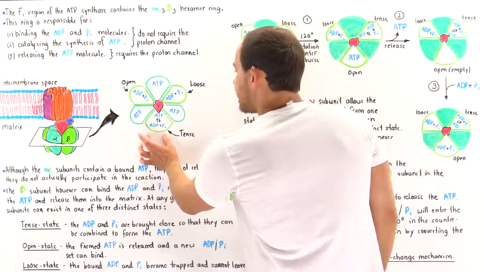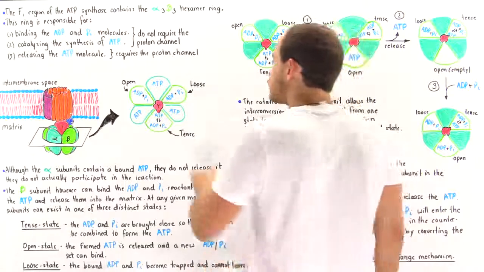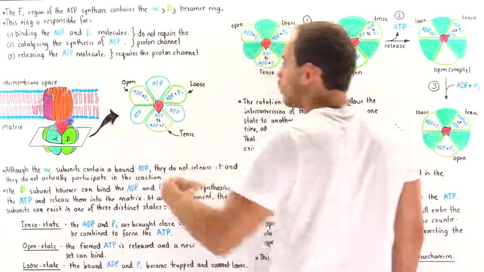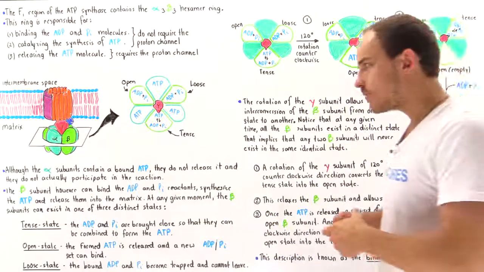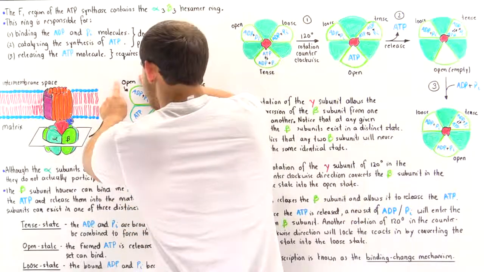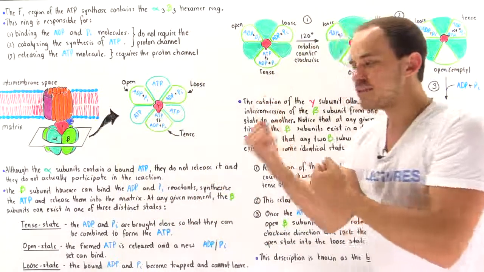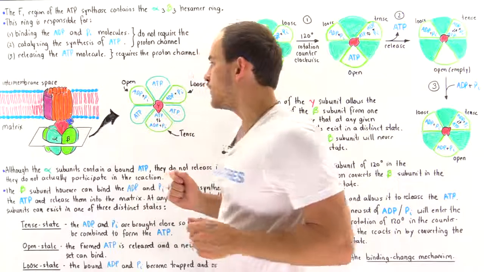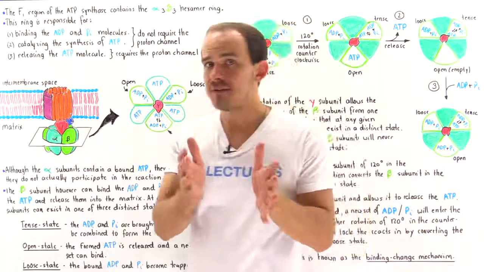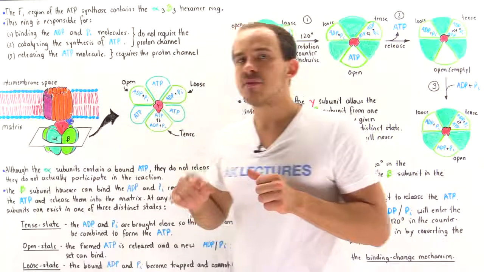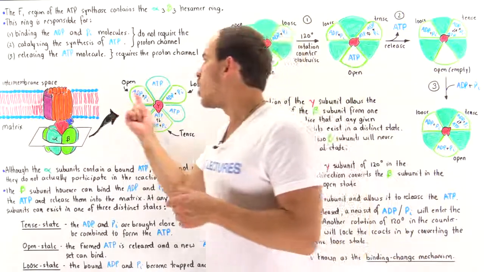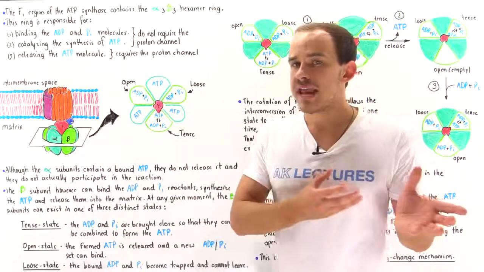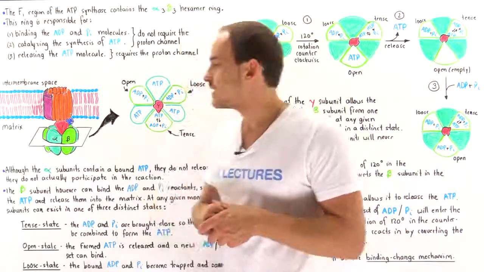So we have the tense state, or simply the T state. We have the loose state, or simply the L state. And we have the open state, or simply the O state. Now, in the open state, once the ATP molecule is formed, only when that beta subunit is in the open state can the ATP molecule be released from that beta subunit. And likewise, only in the open state can the subunit bind the ADP and orthophosphate reactants.